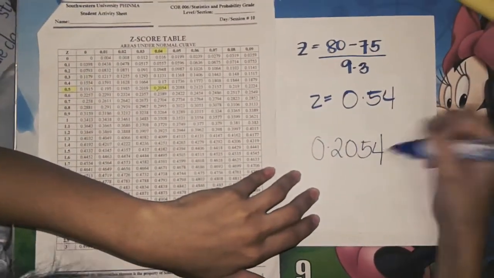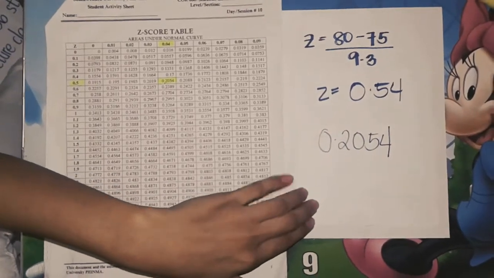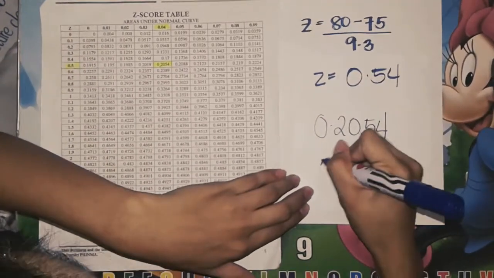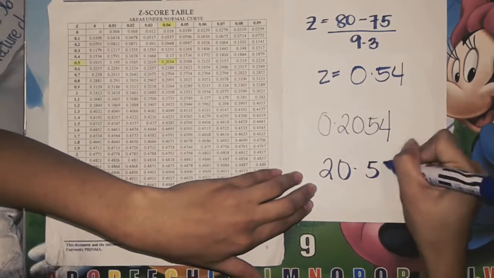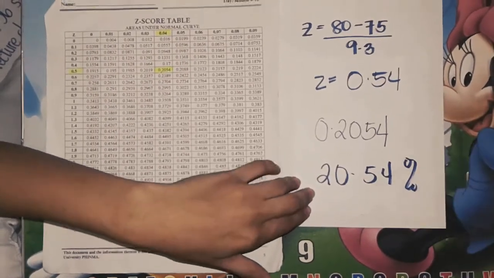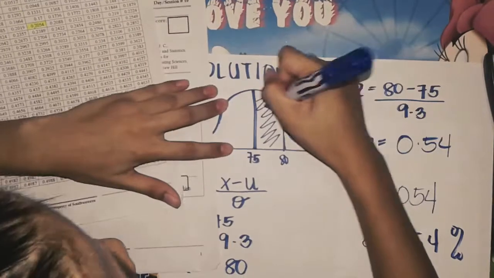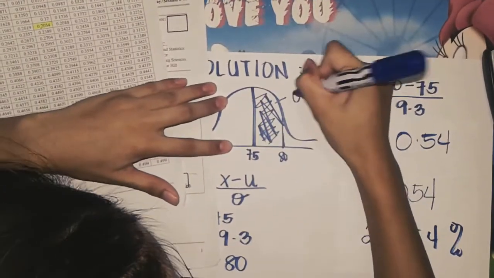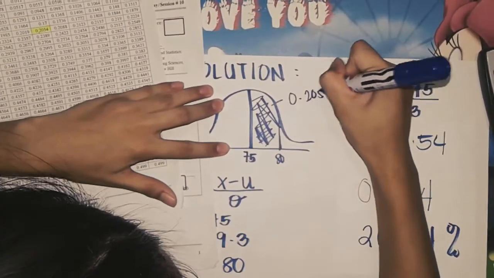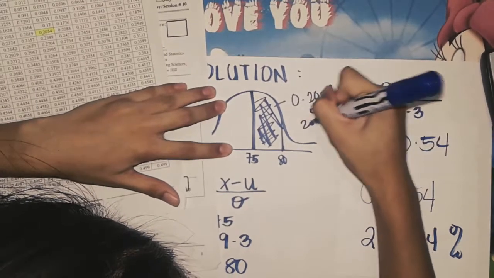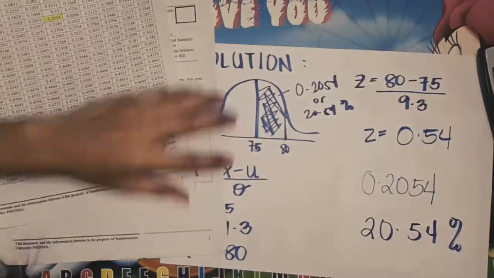So 0.2054 is converted into percentage, which is 20.54%. Therefore, the value of the shaded part is 0.2054 or 20.54% as the probability that a student will have a score of 80.